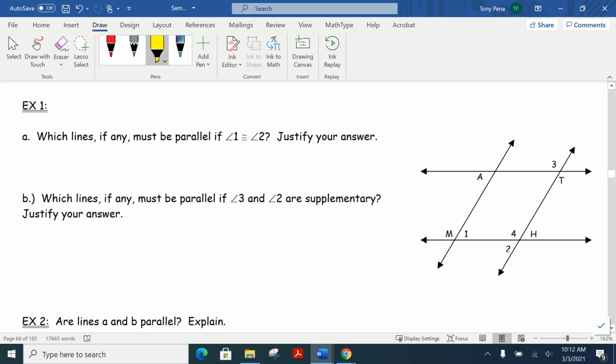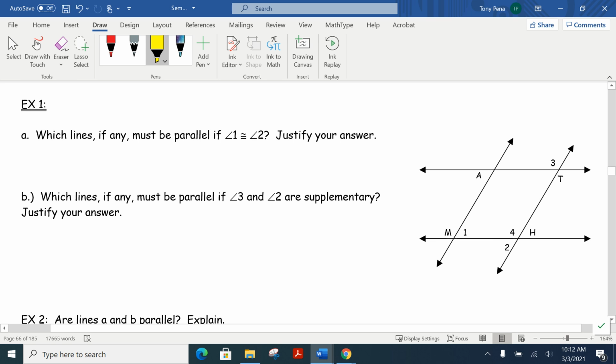So example number 1. It says which lines, if any, must be parallel if angle 1, so here's angle 1, is congruent to angle 2. So if we look at this, even though this line right here and this line right here look like they might be parallel, the two lines that appear to be horizontal, notice how there are no little arrows drawn on those lines, because that's what we need to know that they are parallel normally. And I don't give you those, so you don't want to assume those. But what you are told is this angle and this angle are congruent.